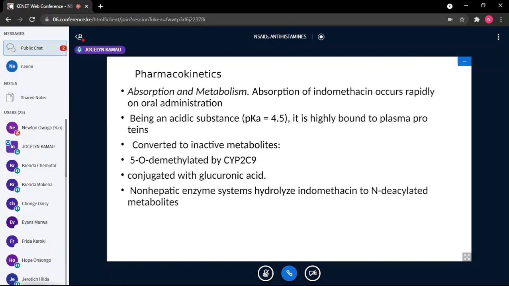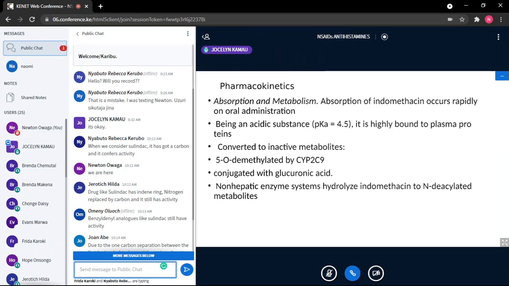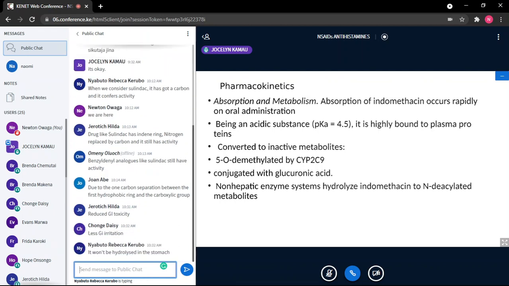Less GIT irritation, reduced GIT toxicity. It's important to mention why it would have less GIT irritation. It won't be hydrolyzed in the stomach, really. Hydrolysis, that I don't agree with. The first two, Choge and Cherotich, are closer, but I need more details.